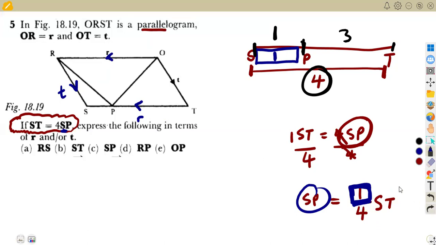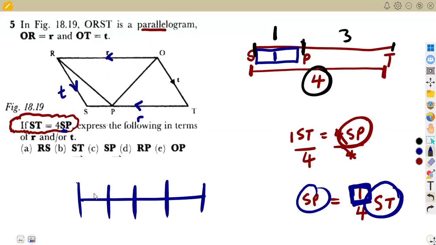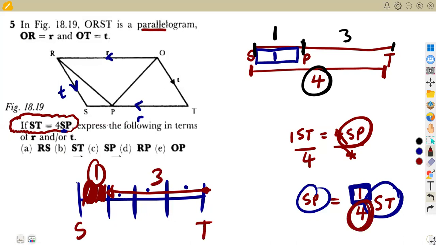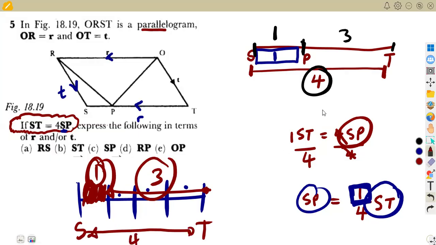But what does the quarter mean? It means ST has got 4 parts. ST like this has got 4 parts: 1, 2, 3, 4. This is our ST. But SP occupies only 1 part like this. So the rest, these parts here, what are they representing? These 3 parts are for PT. So the whole of ST gives us 4 parts. 1 plus these 3, we get what? 4 parts. Guys, this is ratio.